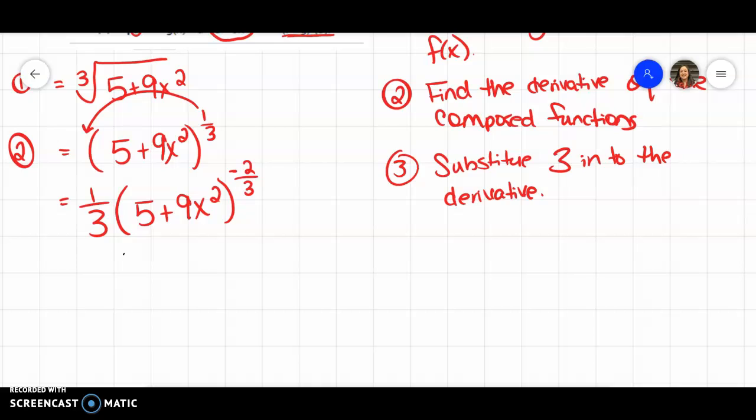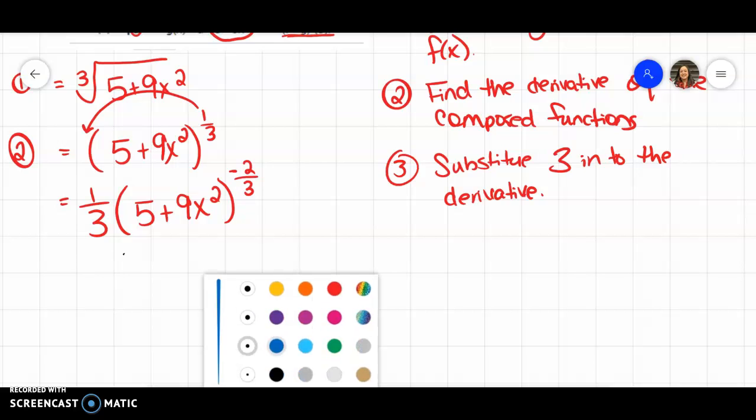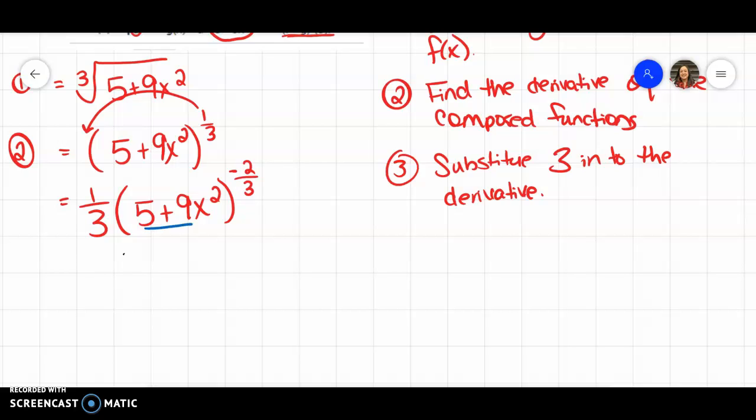But now my chain rule says I have to go back. I'm going to change my color because what I need to do now is look on the inside and find the derivative of the inside. Well, the derivative of 5 gives me 0, but the derivative of 9x squared will give me 18x. So that is my derivative. But what I want to do is simplify. So let's make a note over here that we need to always simplify. So, I have my derivative, but it's not in simplest form. So what I'm going to do is take that 18x and multiply times 1/3, which is going to give me 6x. And we do not like negative exponents.